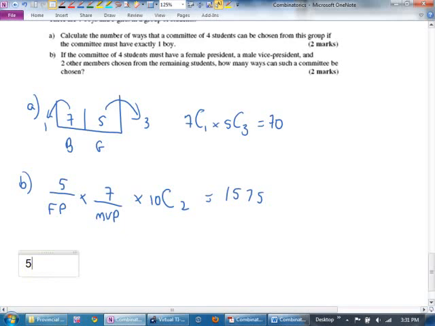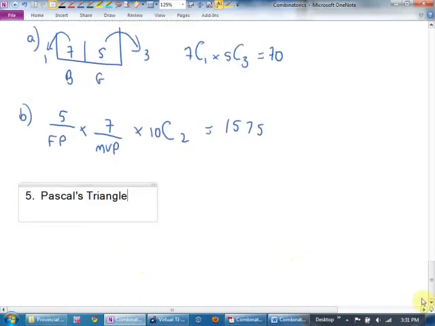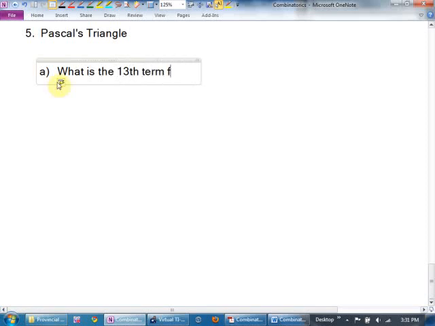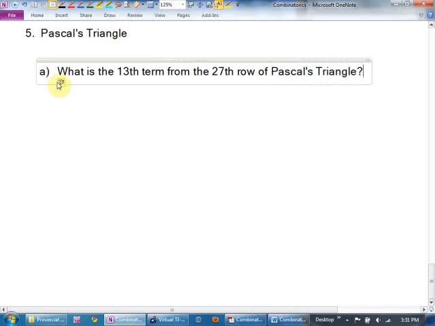Pascal's triangle. And there's going to be two main types of Pascal's triangle questions. The first one goes like this. What is the 13th term from the 27th row of Pascal's triangle? What is the 13th term from the 27th row? How do I find it?